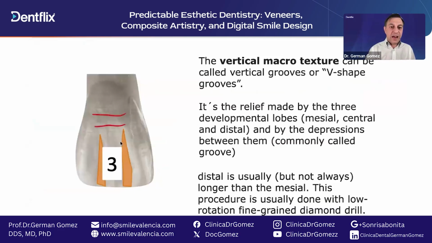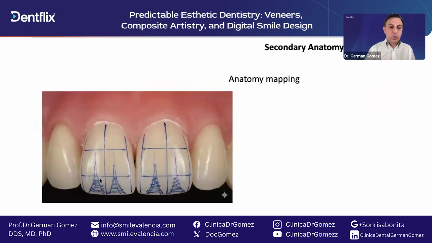Vertical, well, the V shapes, okay? What do you do? You paint on the teeth. You divide it in 3 sections, and you paint on the teeth how these V's will be. One of them is longer and one of them is shorter.